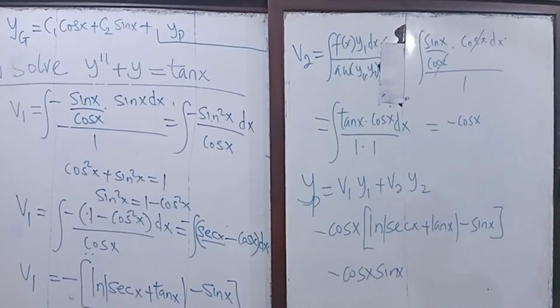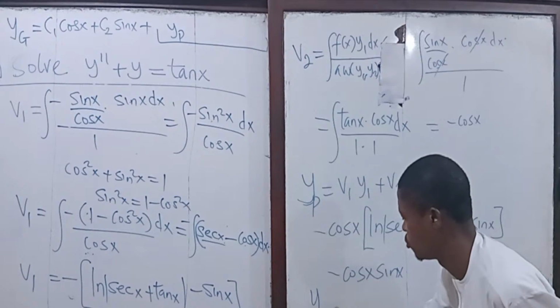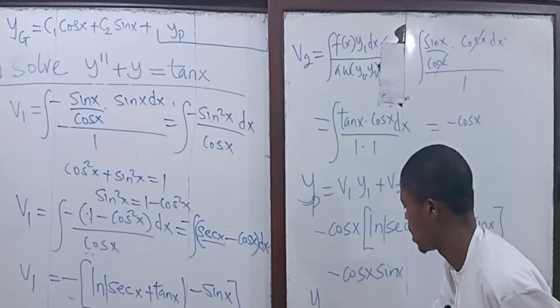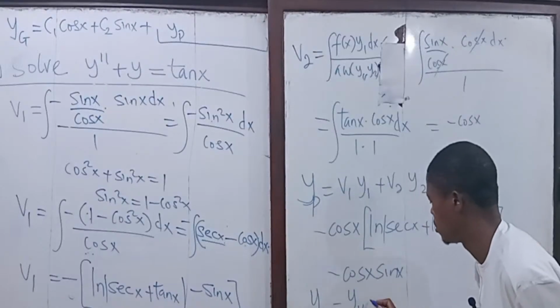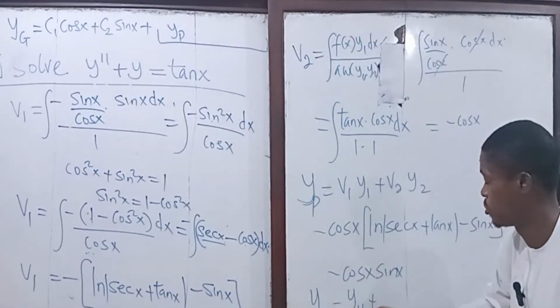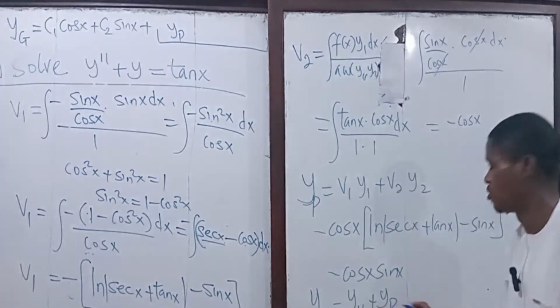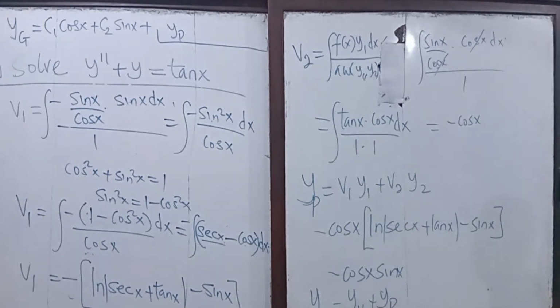Okay, so the final thing to do is to get the general solution, which will be the homogeneous part, the complementary solution, plus the particular solution. Just substitute that, and that gives you the answer to that.